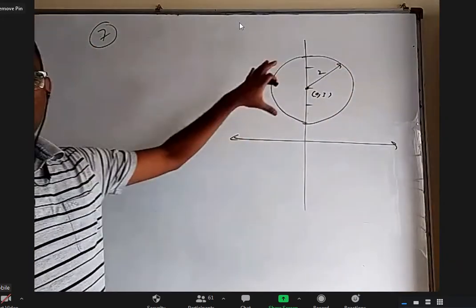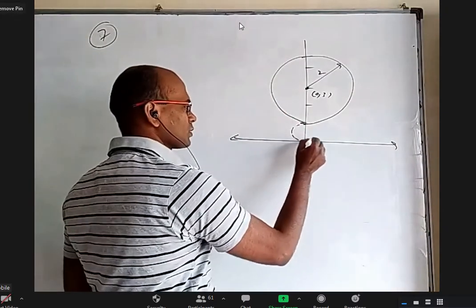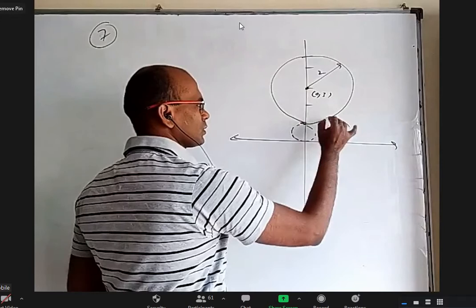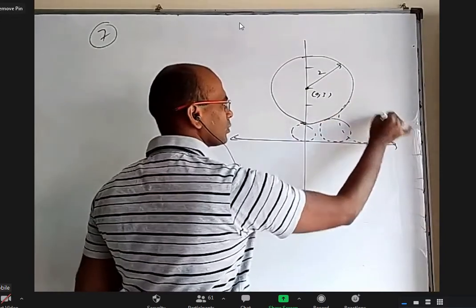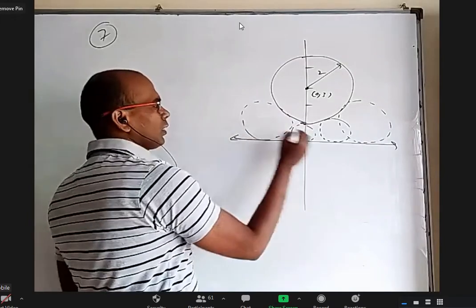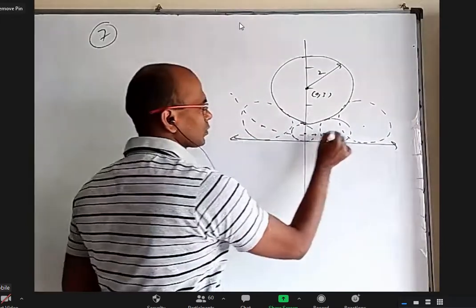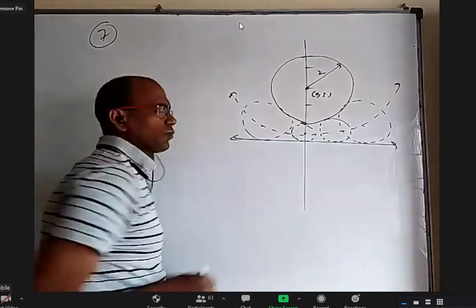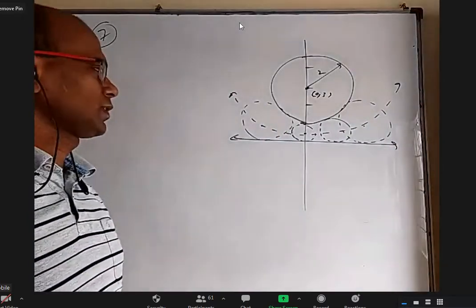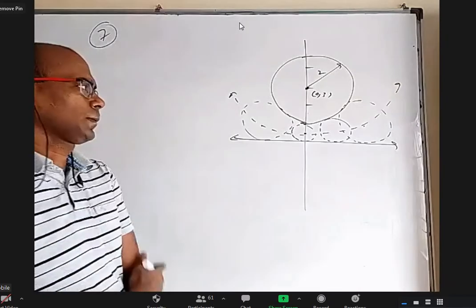Okay, touching this circle and the x-axis, there are a lot of circles. One is like this. One is like this. Like this. One is like this. All those centers, when you join them, you will get a locus. Somewhat like a parabola, maybe a parabola itself.